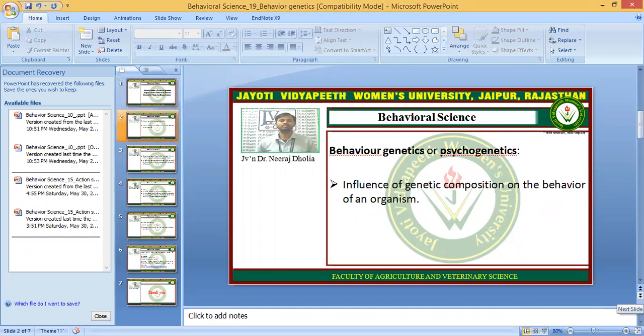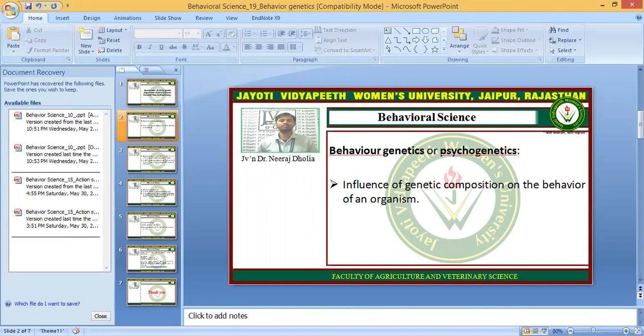So behavioral genetics is also known as psychogenetics. Under this stream, we study the influence or effects of genetic combination on the behavior of an organism. How the genetic makeup and genetic differences create differences in behavior and how they affect it. So this has significance in psychology.